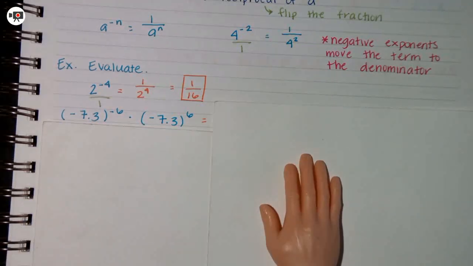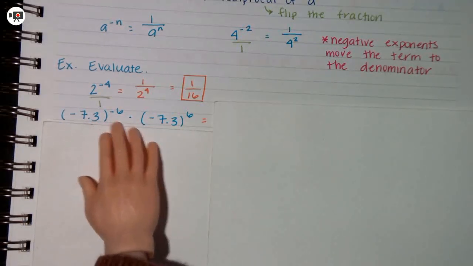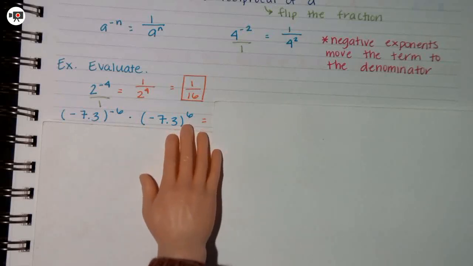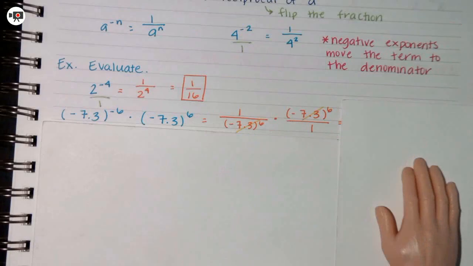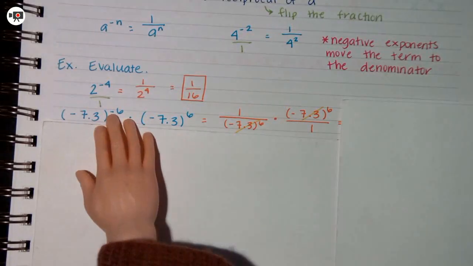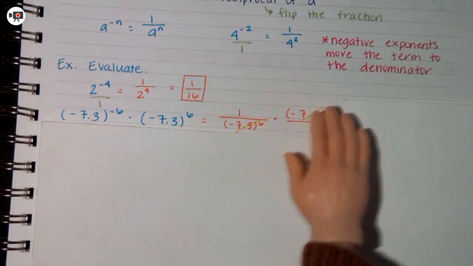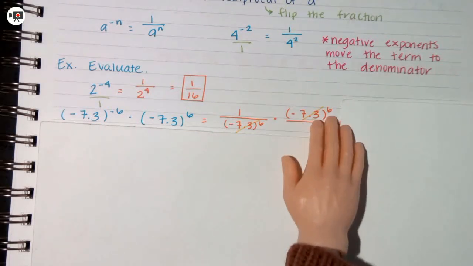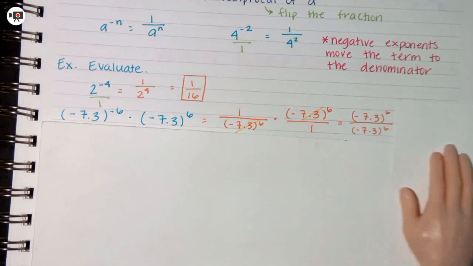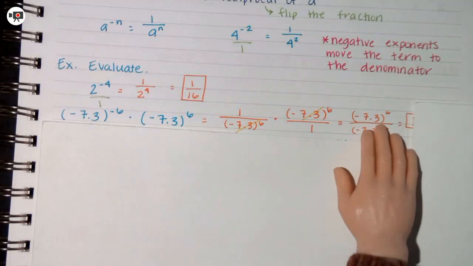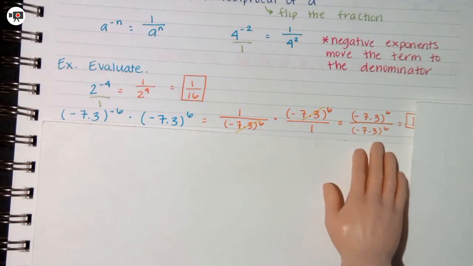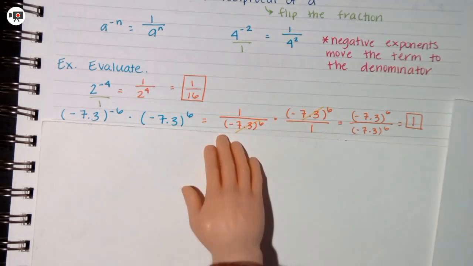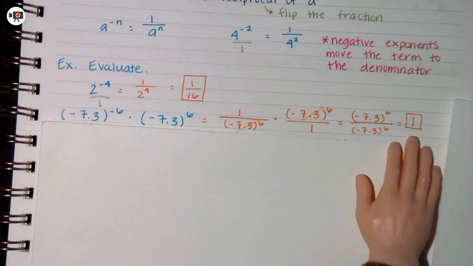For negative 7.3 to the negative 6th times negative 7.3 to the positive 6th, there's a couple options on how you could do that. I chose to use the negative exponent, put it in the denominator. Then I would multiply by negative 7.3 to the positive 6th power. And this would be negative 7.3 to the 6th over negative 7.3 to the 6th. Anything divided by itself is 1. You could cross cancel them and get 1 over 1, which is 1.